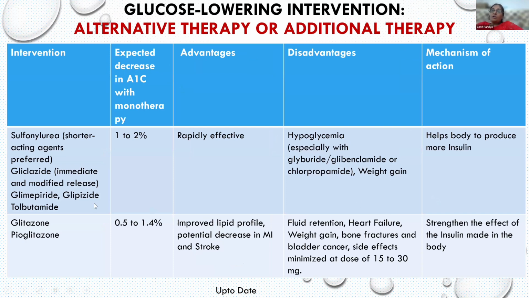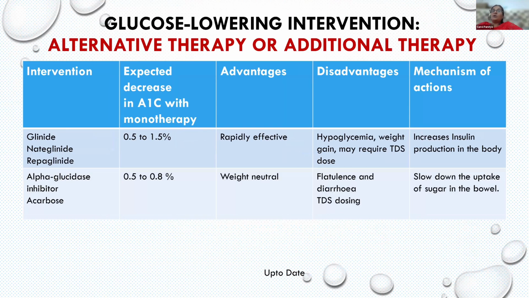Glitazone, which is pioglitazone, we don't use frequently nowadays, but it is still in our guidelines as an additional therapy or alternative therapy, and it can reduce HbA1c by 0.5 to 1.4%. The only thing is that it increases the risk of heart failure and causes fluid retention, so it is contraindicated in patients who have heart failure. But on the good side, it can improve the lipid profile and reduce MI and stroke.